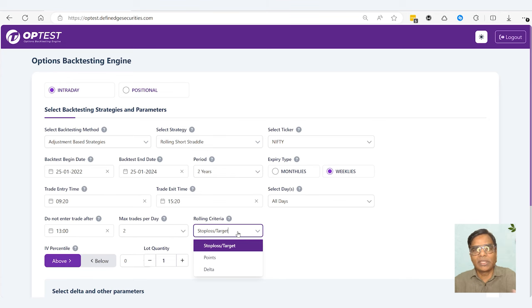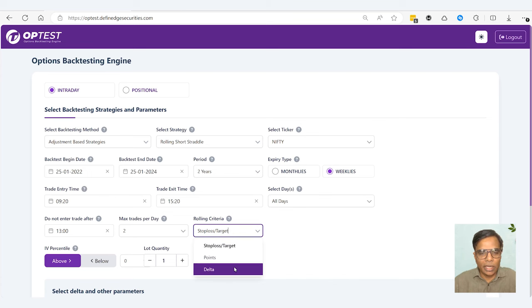And points, as I said, if it moves down by 100 points or up by 100 points, then also you roll over. And the positional delta is nothing but when you add up the deltas of the individual legs of a short straddle, then you get the positional delta. Whenever that breaches 30, it could be 30, it could be 20, it's totally up to you. In this case, we use 30 as a default, but today we'll try with stop loss and target criteria.